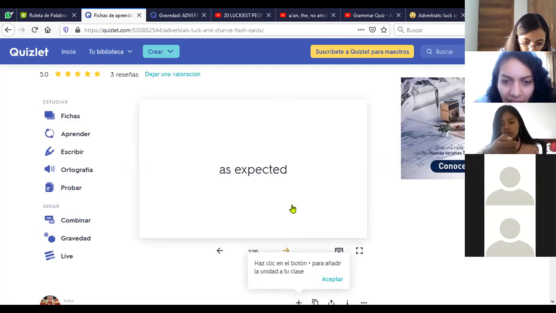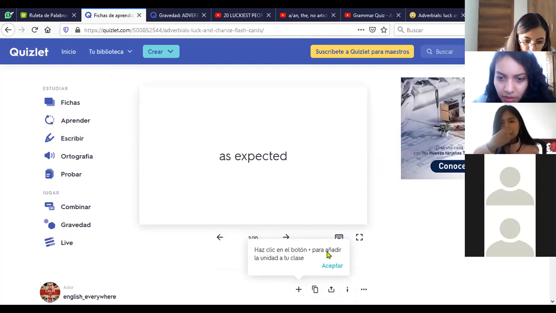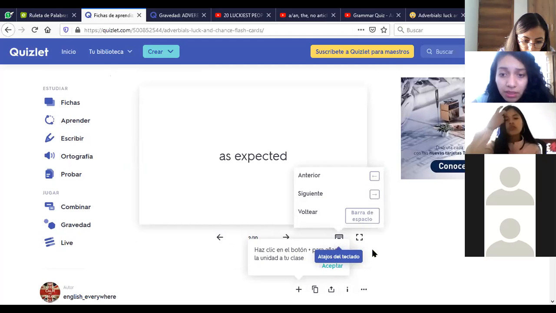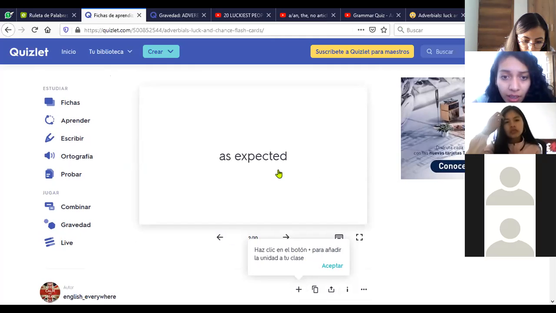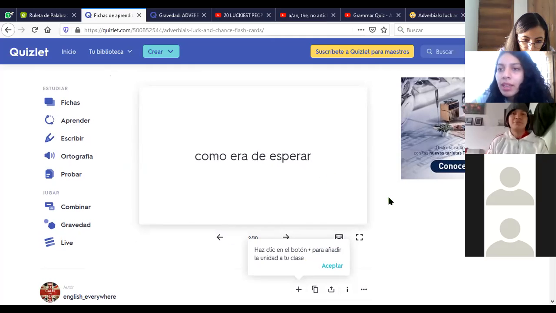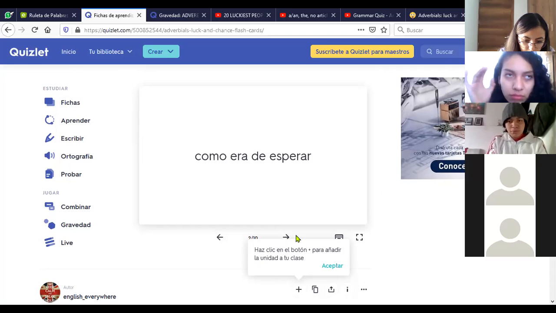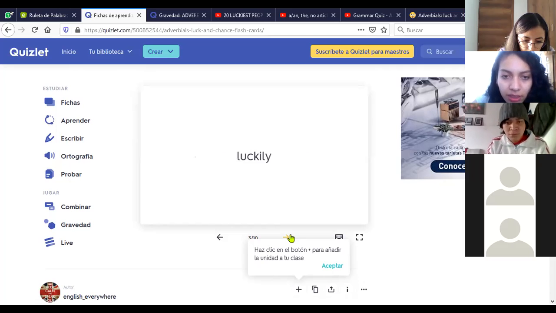The next is as expected. As expected. What do you think is the meaning of this? ¿Cuál creen que es el significado de este? As expected. Como esperaba. Exactly. Something similar. Let's see. Como era de esperar. Exactly. Sometimes remember that it's not necessary to know that exact meaning, but if you have the idea, it's okay.